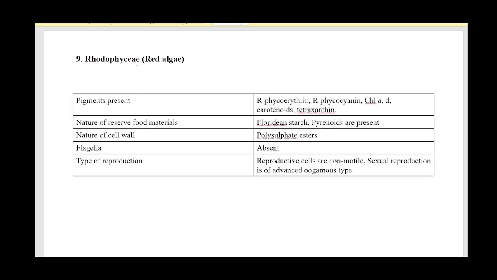The ninth class of algae is Rhodophyceae, also known as red algae. The pigments present are R-phycoerythrin, R-phycocyanin, chlorophyll A, D, carotenoids, and tetraxanthin. The food materials are reserved in the form of floridean starch. Pyrenoids are present in Rhodophyceae members. The cell wall is made up of polysulfate esters. Flagella are absent, and because flagella are absent, reproductive cells are non-motile. It undergoes sexual reproduction of oogamous type.